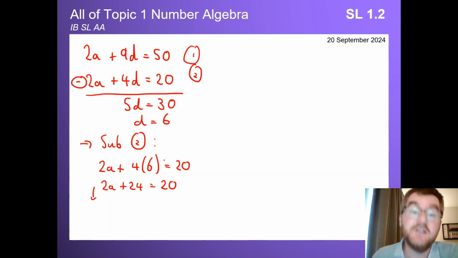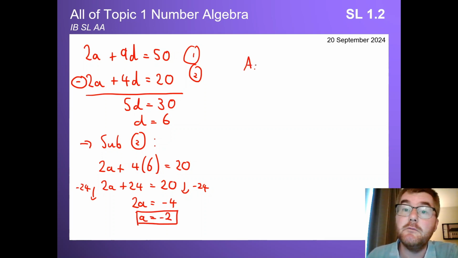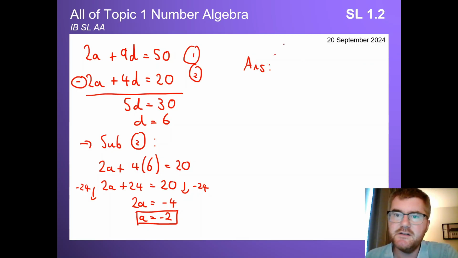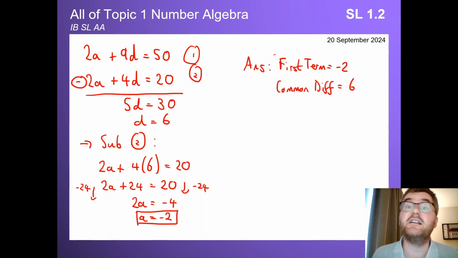Again, you can solve this in lots of different ways. I tend to use this arrow idea, doing opposite operations, so minus 24 on both sides. That gives us then 2a is equal to minus 4, and therefore a is equal to minus 2. So our answer here, again, like to be nice and clear for the examiner. So our first term is equal to minus 2, and the common difference, so being really clear here, is equal to 6. And that gives us all 6 marks on this question.